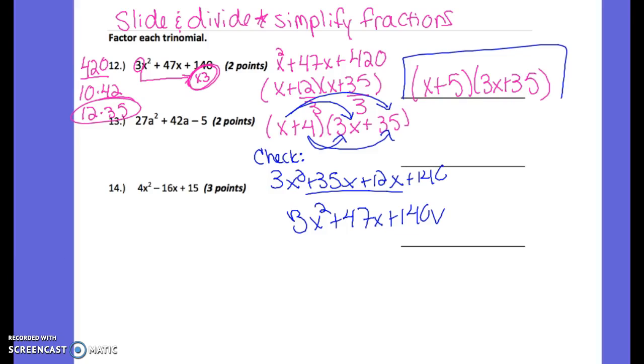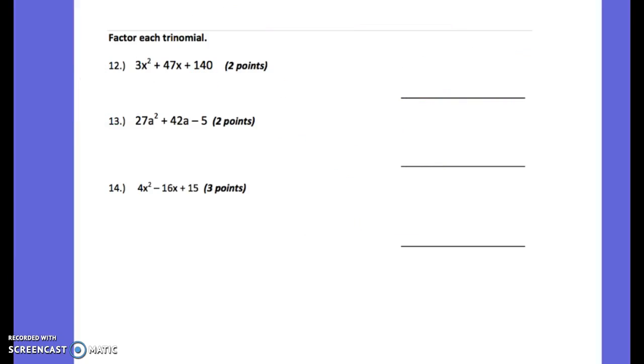Okay, now we are on number 13, and we are again going to do number 13 by slide and divide. So I'm going to take 27 and multiply it by -5. So I get a squared plus 42a minus 5 times 27 is 135. So I'm going to look at my factors of 135, -135, that add to be positive 42. So I'm going to skip and jump right to -5 because 1 and 2, clearly they're not going to work.